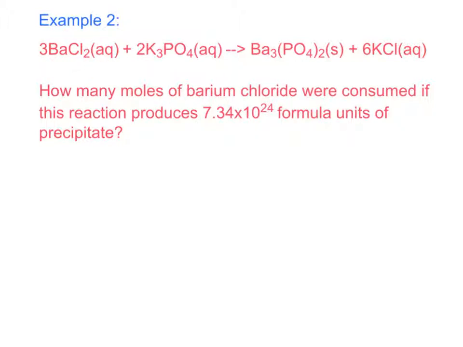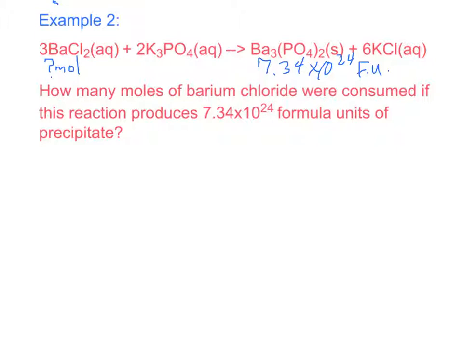So I find it very helpful to write down what I know and what I'm trying to find out. So I'm going to put down how many moles there, and I'm going to write down 7.34 times 10 to the 24th formula units. Okay, so that's my starting point, the formula units of the barium phosphate precipitate, and I'm trying to find moles of barium chloride. So let's set this up.